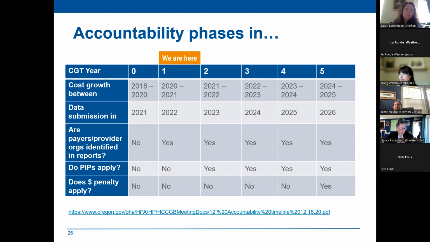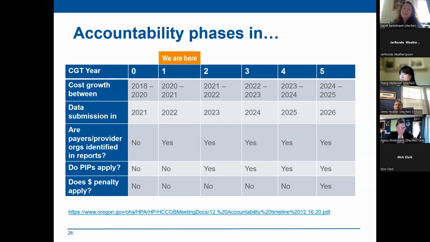This phased in implementation was something that the implementation committee felt really strongly about. We know that addressing cost growth is not something that everyone can just snap fingers and contracts change, especially thinking about provider payer contracting cycles, which might be on a 2 or 3 year rolling cycle, and it might take time to implement some changes. So accountability has that phased in timeline.